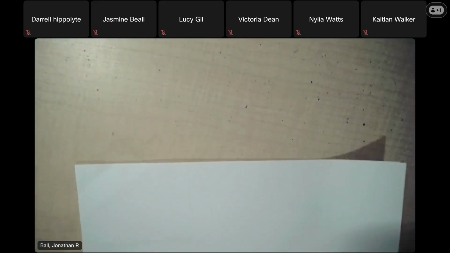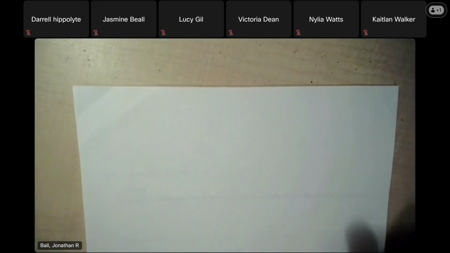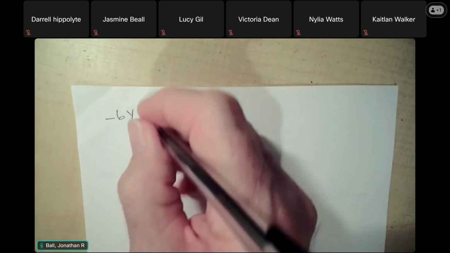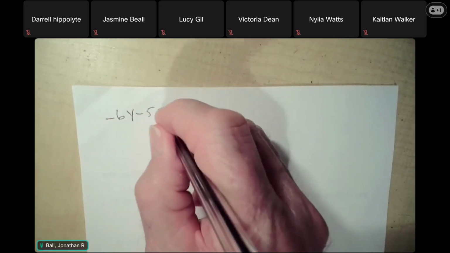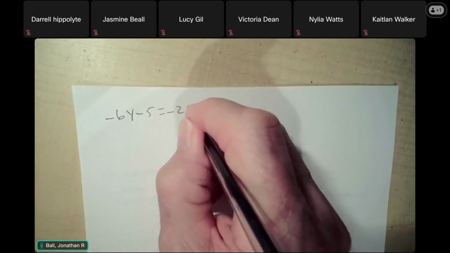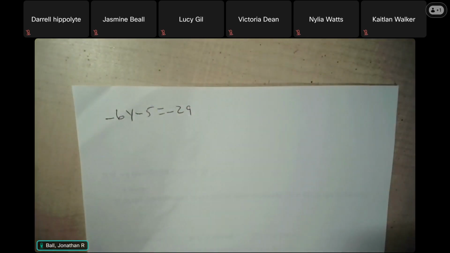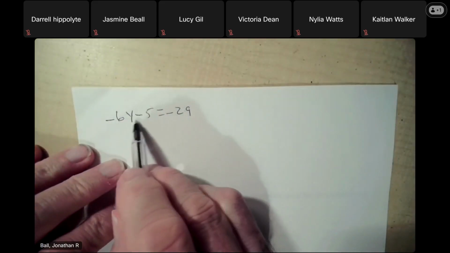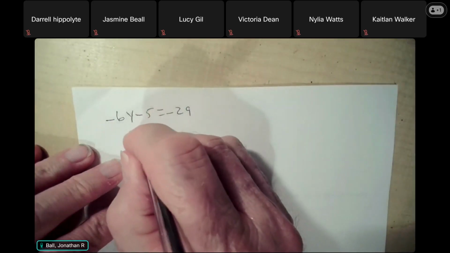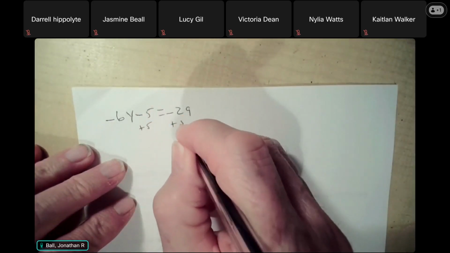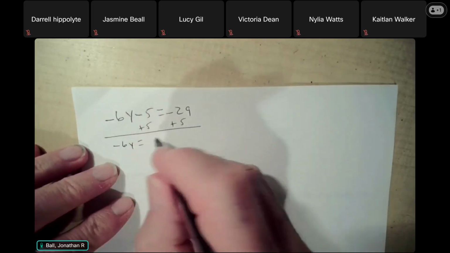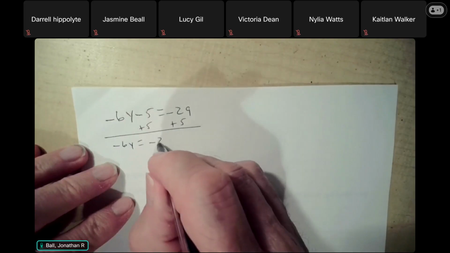Where are we? Negative 6y minus 5 equals negative 29. Now again, we're going to get rid of the addition, subtraction. So we're going to add 5 to each side. Negative 6y equals negative 24.